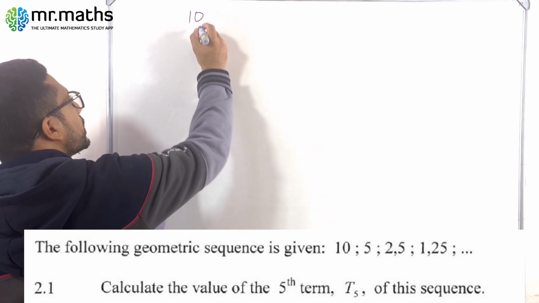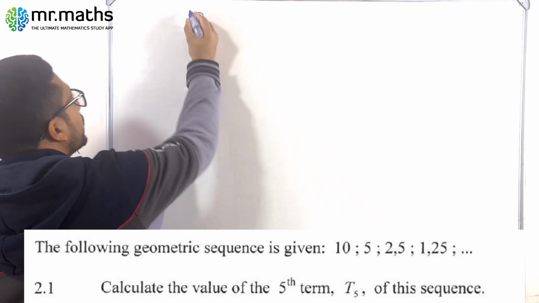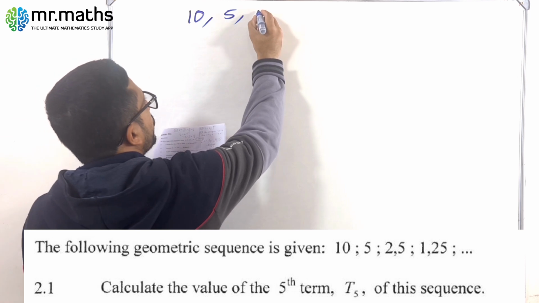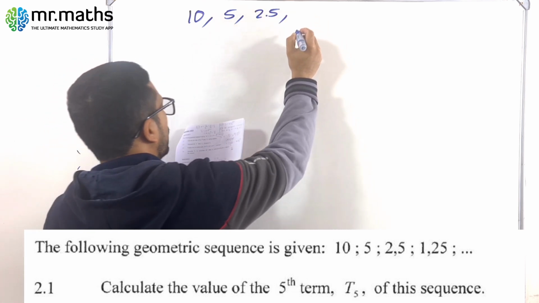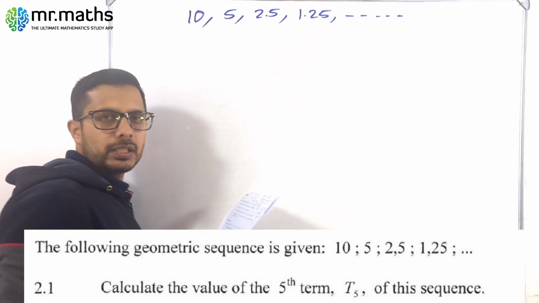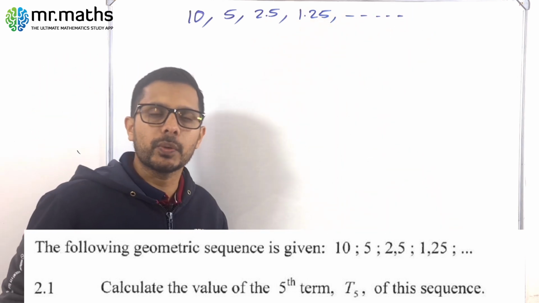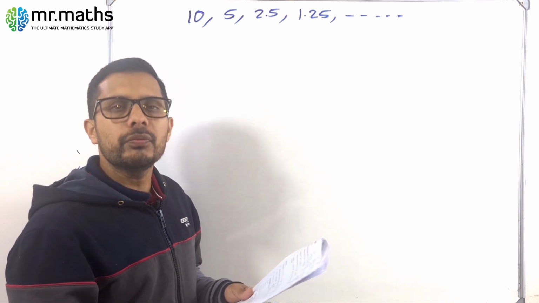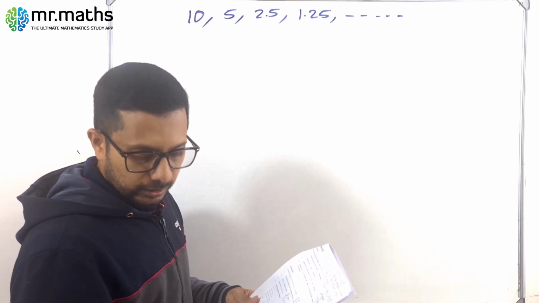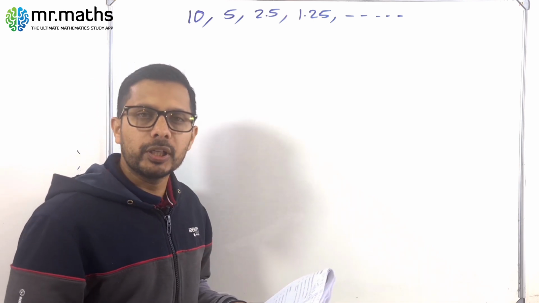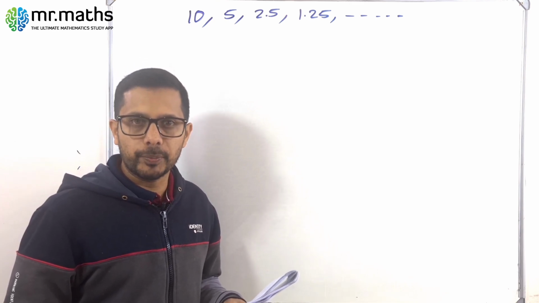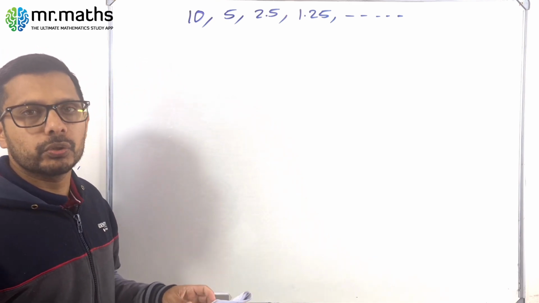So there is a geometric sequence given like this, that is 10, 5, 2.5, 1.25, etc. It is already given in the question that this one is a geometric sequence. So if it is a geometric sequence, can you say what you can find? Is it a common difference or a common ratio? Of course, it's a common ratio. Am I right? Okay. So how can you find the common ratio here?